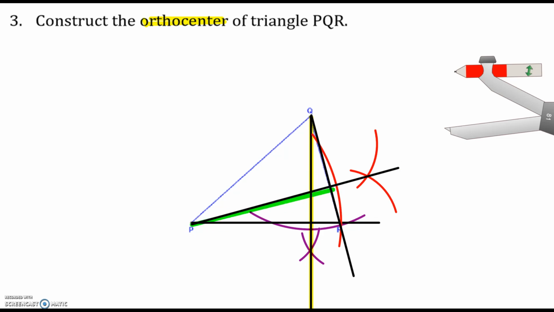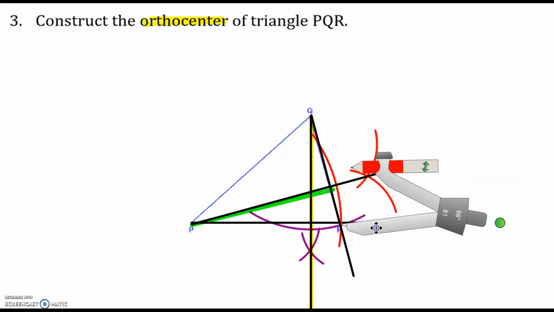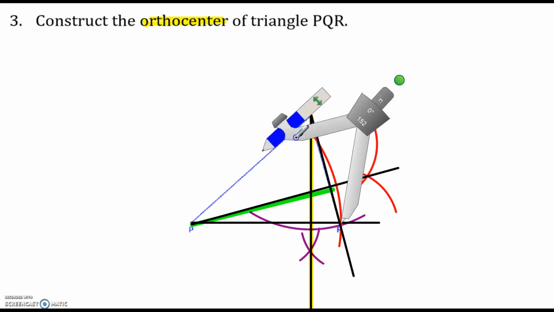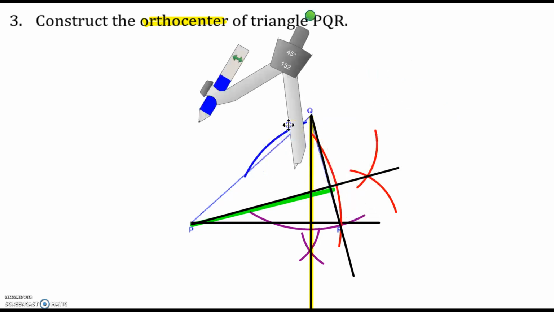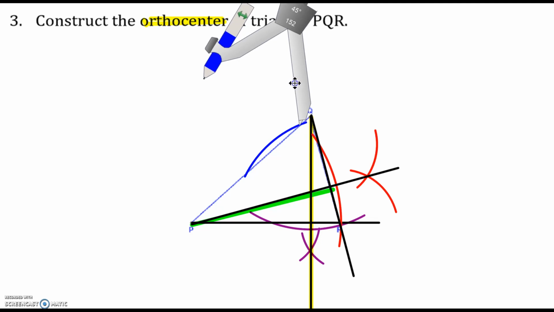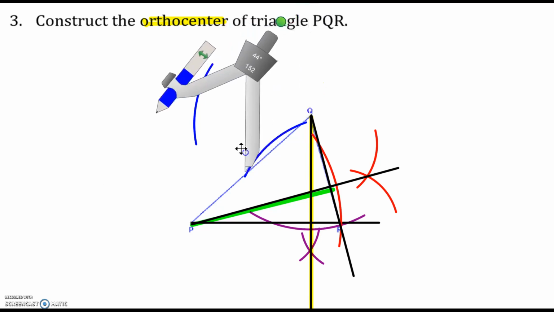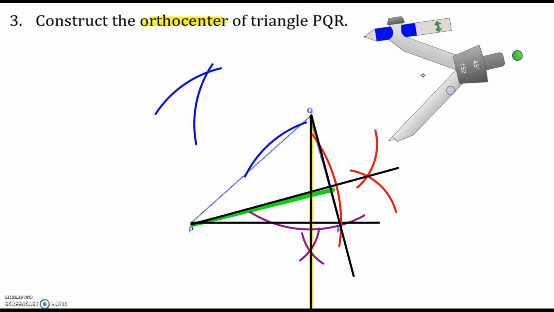All right, and then the third altitude from R to PQ, you're going to follow the same steps. So you're going to open your compass so that it'll cross the line in 2 spots. And then you'll make 2 more arcs from those intersections. And then connect where they cross through the opposite vertex. And there is your final altitude. And you can see that the 3 altitudes meet right here at this spot, and that spot is the orthocenter.